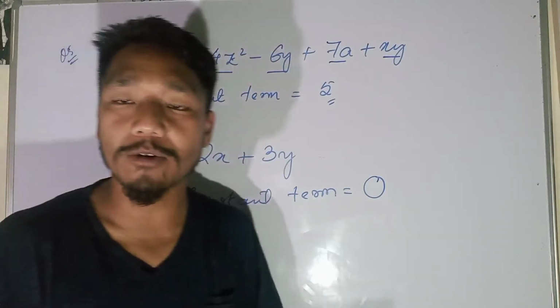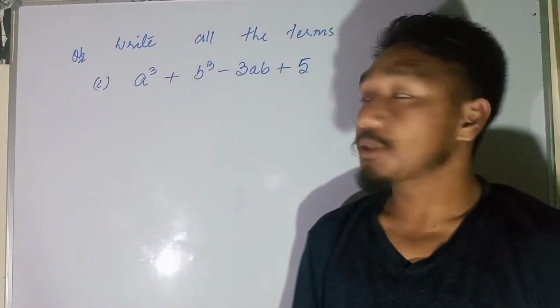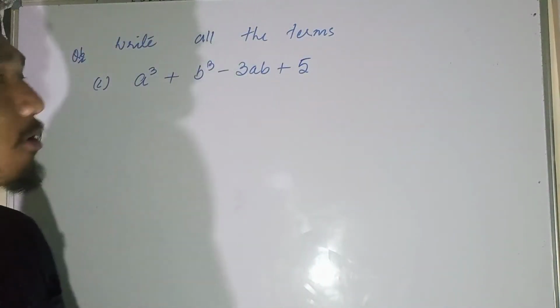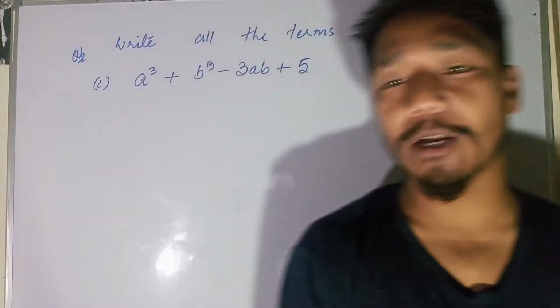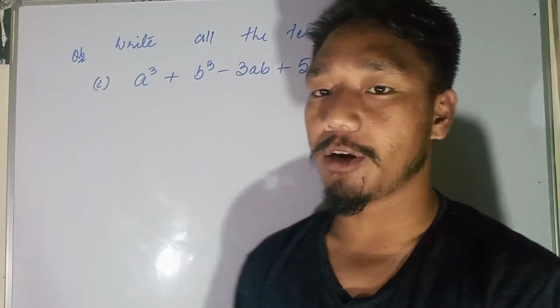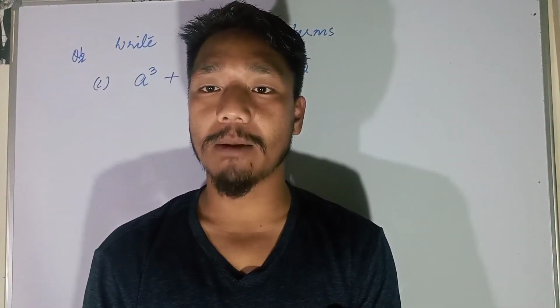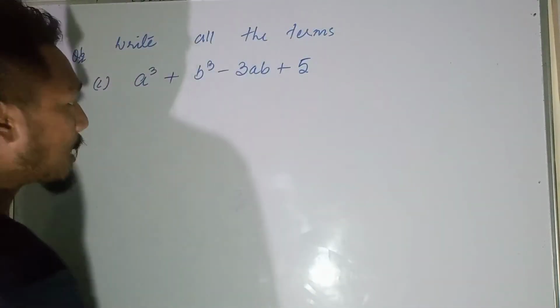Okay, let's move on to question number 6. Write all the terms of each of the following algebraic expressions. So how many terms do you think? Do you know what a term is? We have already talked about the term, right? A term is what is separated by a plus or a minus. So let's see how many terms we have.